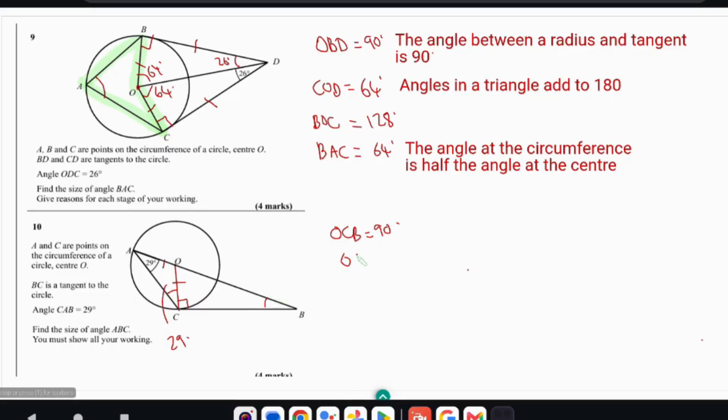That's OCA. And then we have angles in a triangle add to 180, because this entire angle there is 90 plus 29. Haven't drawn that in very well, but anyway, it's 119. So ABC is 180 minus 119 minus 29. 32.